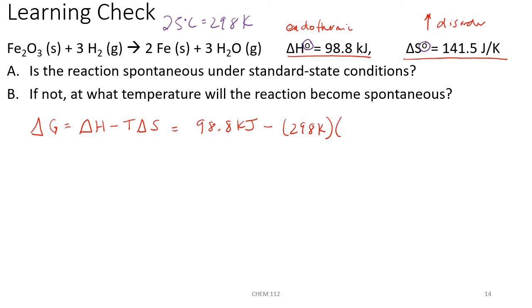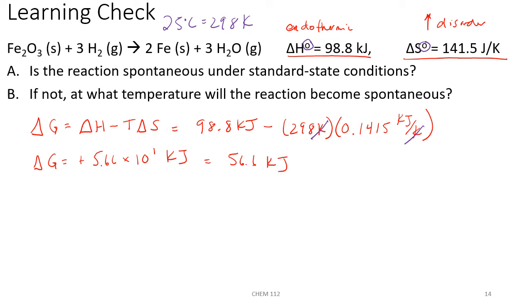And then lastly, we want to multiply by our delta S, which is going to be 0.1415 kilojoules per Kelvin. Our temperature had to be in Kelvin so that it will cancel with our units on our delta S. Our delta G comes out to being positive 5.66 times 10 to the first kilojoules, or 56.6 kilojoules. We got a positive value for our delta G, so the reaction will be non-spontaneous.